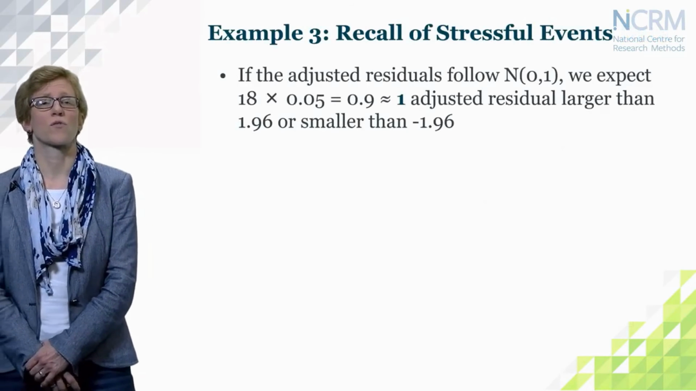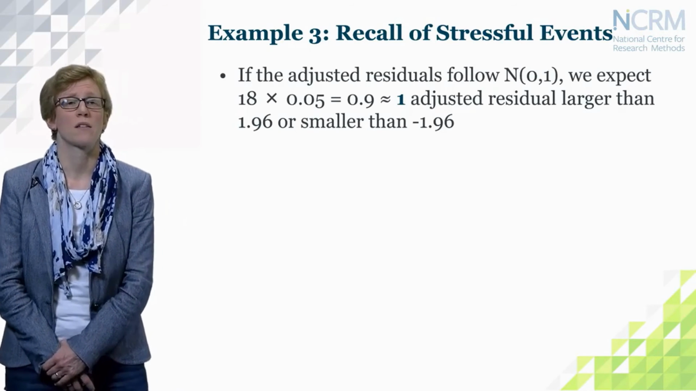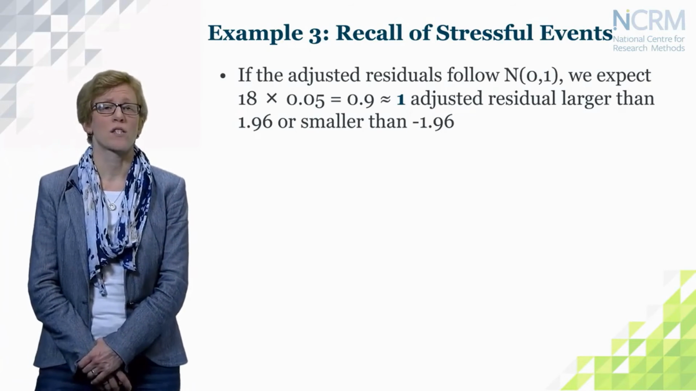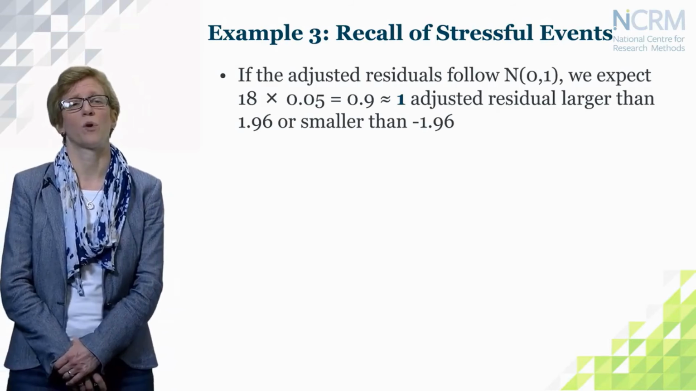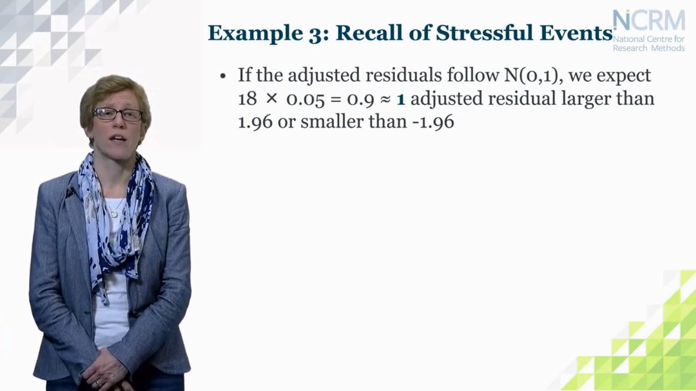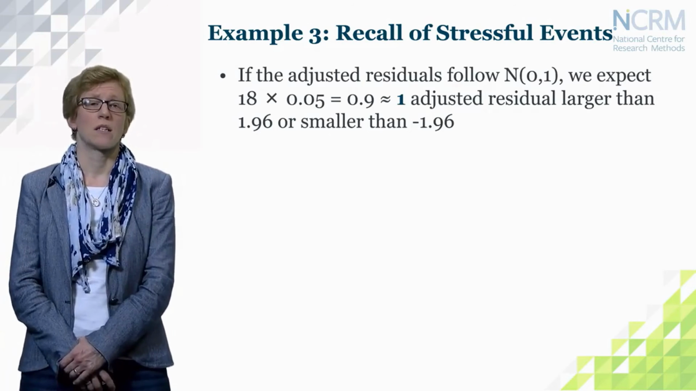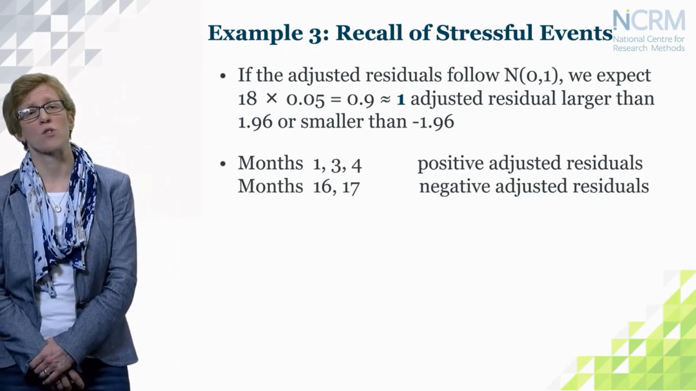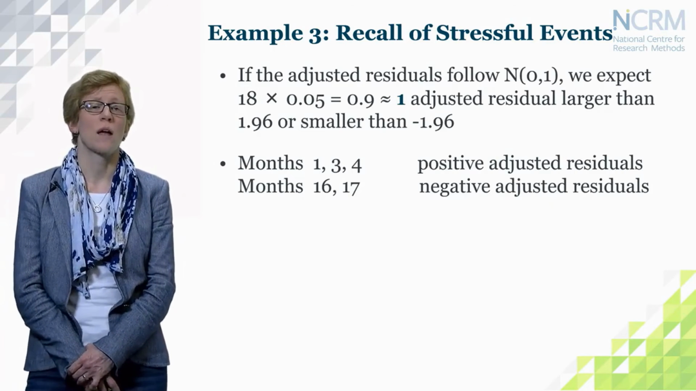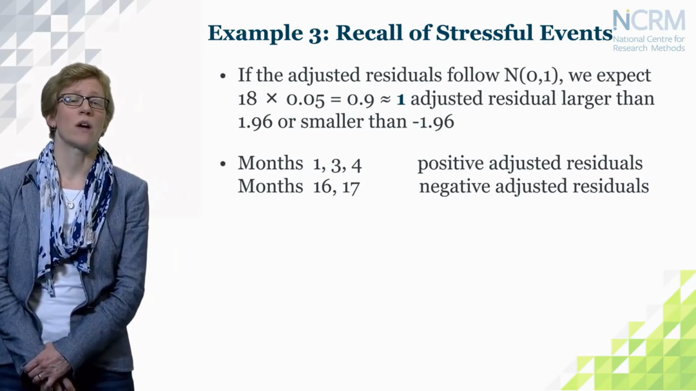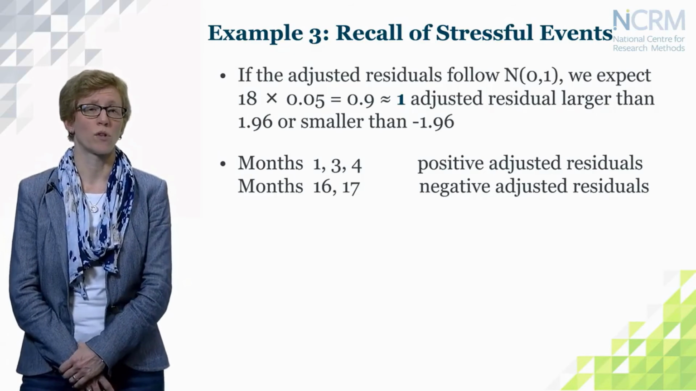If the adjusted residuals follow indeed the normal distribution, which is true under H0, we would expect roughly one adjusted residual being larger than 1.96 or smaller than minus 1.96. So we would only expect to find one large or very small adjusted residual. Now looking at the actual data, we saw that in months 1, 3 and 4 we had positive adjusted residuals, and in months 16 and 17 we had negative adjusted residuals that are larger or smaller than 1.96.